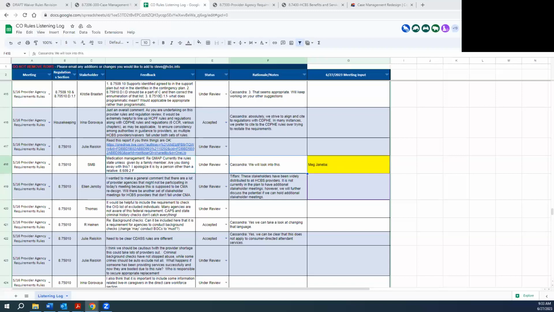Because currently family caregivers don't, because of the way the rule is currently, they don't have to be QMAP. So all family caregivers that aren't QMAP will have to rush to get QMAP'd.